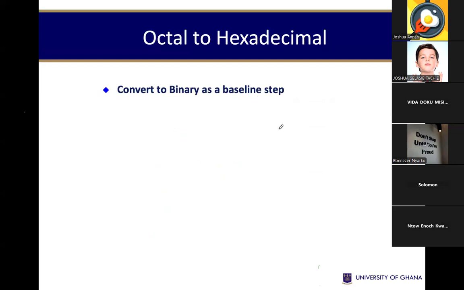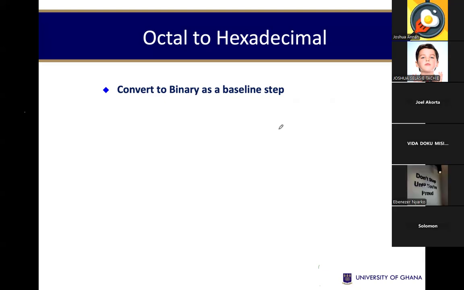Octal to hexadecimal. The interesting thing is that when you want to convert from octal to hexadecimal, or hexadecimal to octal, always make sure that you convert to binary. Then you can use the zeros in terms of the groupings. In this case, converting from octal to hexadecimal, once I have the octal value converted into binary, I need to group it in 4s to give me the hexadecimal equivalent. That's it. So I have this 26.2.